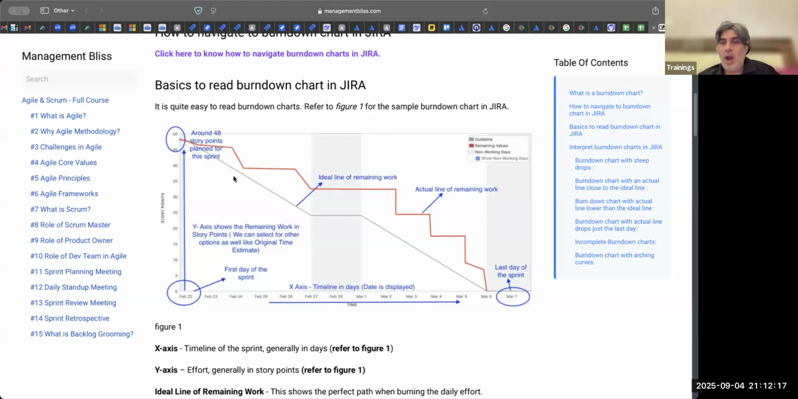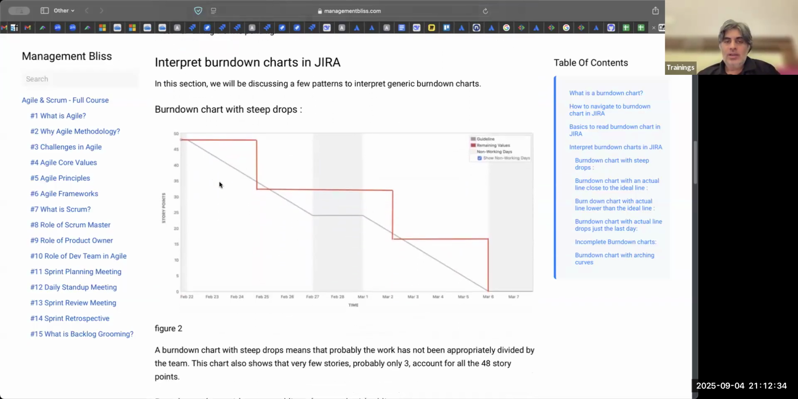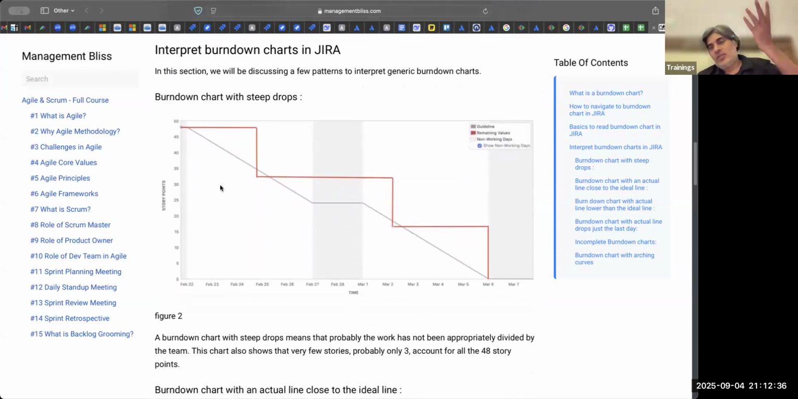Okay, so there is only one line on this chart: x-axis days, y-axis story points. And this is a chart which tracks the progress of work at a sprint level. Okay, now let us see different kinds of charts, 2-3 different kinds of charts.